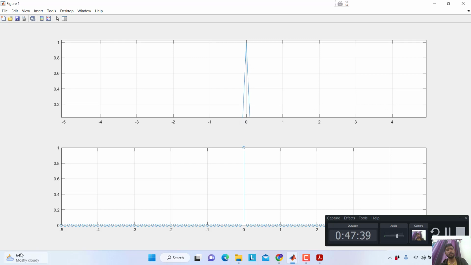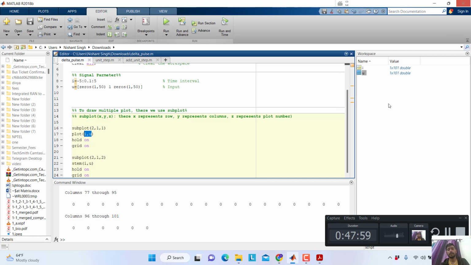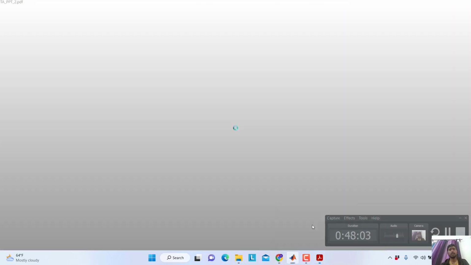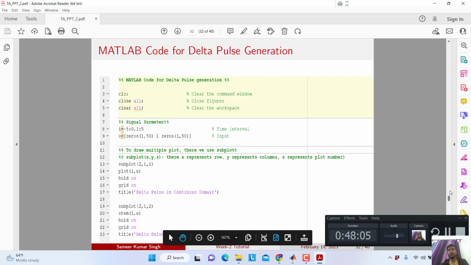In the discrete domain, we have 101 points. At 0, it will become 1, otherwise it is 0. At the 0 point, the delta pulse shows 1, otherwise it is 0, and that is representing the delta n term. Okay, and this is representing the delta t term. So this was the first code, and the explanation of this has been shown in the PDF.